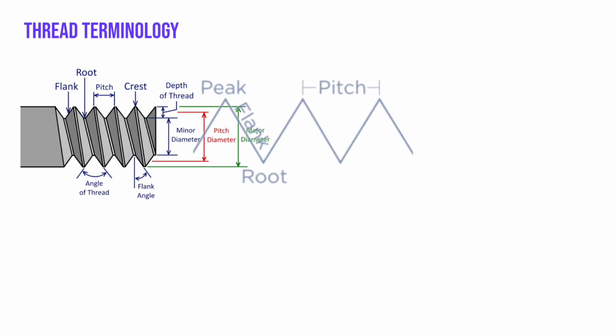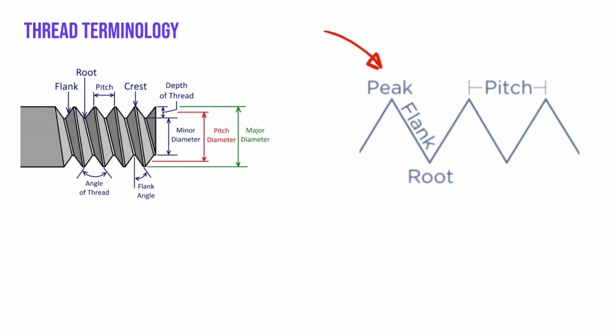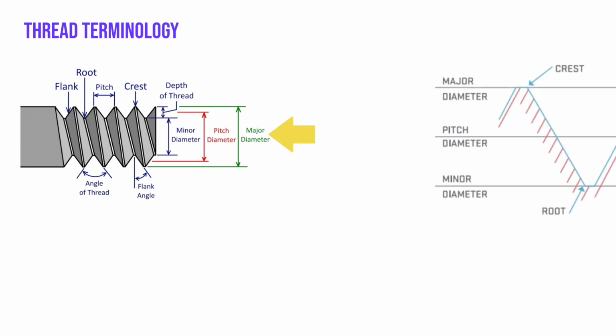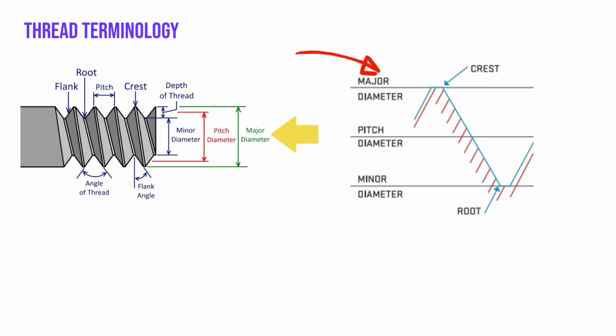Crest is the highest point of the thread. It is also known as peak. Root is the lowest point of the thread. Flank is the thread portion connecting peak and root. Major diameter is the diameter of the thread at the crests, and it is also called outer diameter. Minor diameter is the diameter of the thread at the roots.